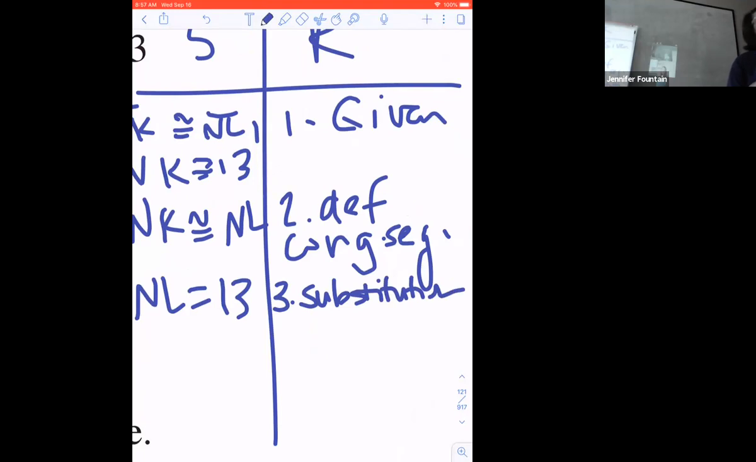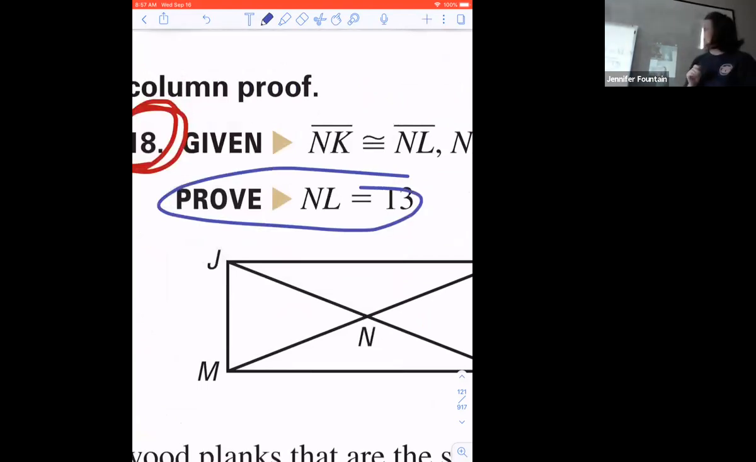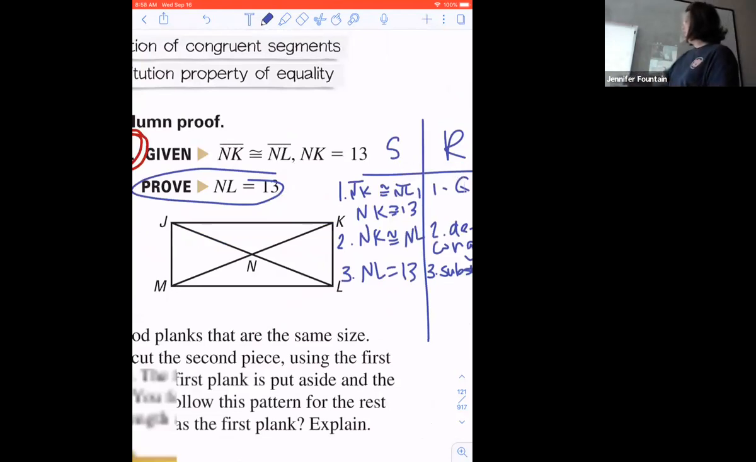That's not too bad. Just 3 steps, and the given was one of them. So all we had to do, oh, that's it. I have like 4 more. Well, once I've gotten here, this is what it says I need to prove. Okay. So once I get to what I need to prove, I'm done. So all I had to do was show that we already knew from the given that those were congruent. And so we just had to show that using our given, we knew that this was the definition, and then that NL, all we had to do was substitute.